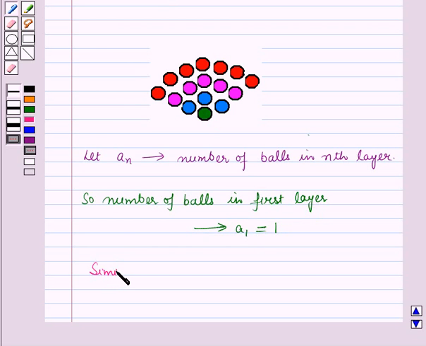Similarly, number of balls in second layer are given by A2, which is equal to 3. Number of balls in third layer are given by A3, which is equal to 5, and number of balls in fourth layer are given by A4, which is equal to 7.